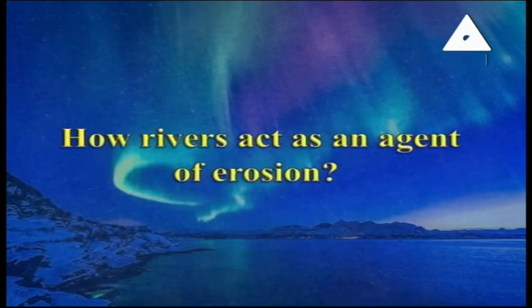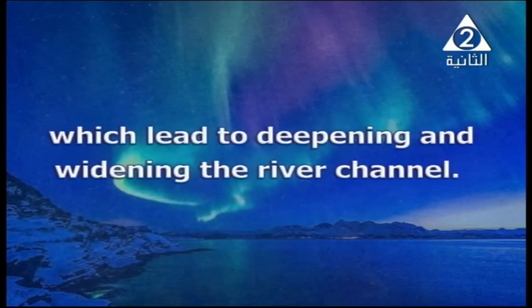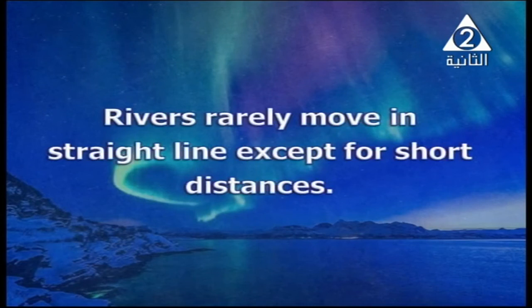How does a river act as an agent of erosion? The water with load will act as an erosion agent, and it erodes its bank and the bottom of the river. So the river itself will erode its bank and its bottom, which leads to the deepening and widening of the river channel. Rivers rarely move in a straight line except for short distances.